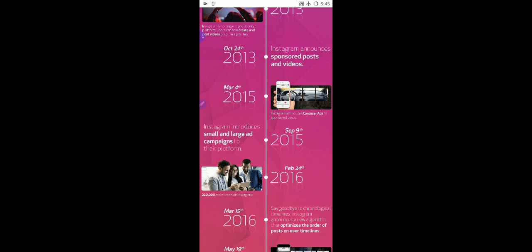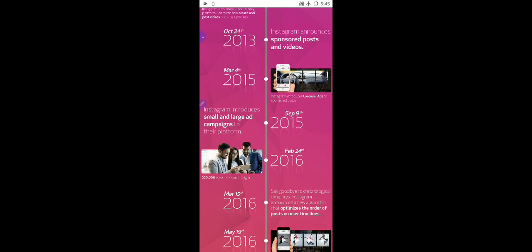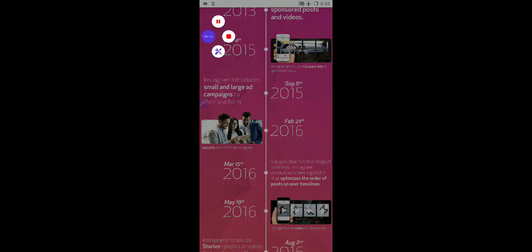On March 4, 2015, Instagram introduced the carousel ads feature, which allows multiple photographs in one post. That is, you can have a maximum of 10 photographs in one post. Then Instagram introduced small and large campaigns to their platform. Again in 2016, they had about 2 lakh advertisers on Instagram.